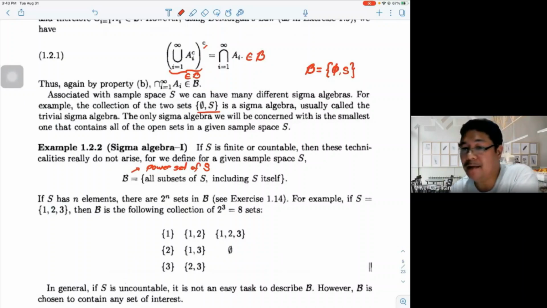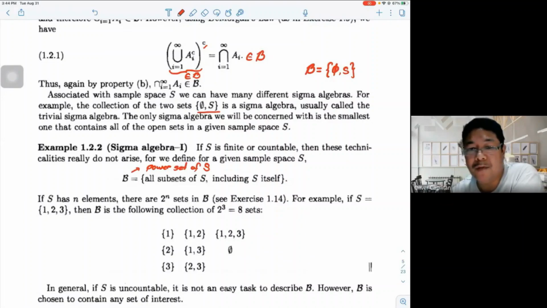If S is finite, we can define it clearly. But if S is countable, somehow we cannot define it using the enumeration method. We cannot enumerate all the elements of that. But if S is finite, then we can enumerate all the elements of our script B. Say, for example, if S has n elements, then there are 2 to the n sets of script B. We can see that in exercise 1.14.